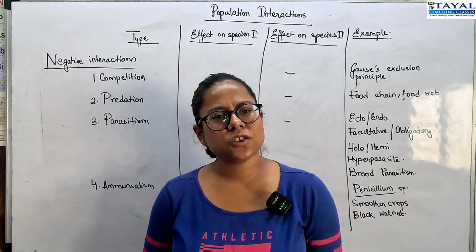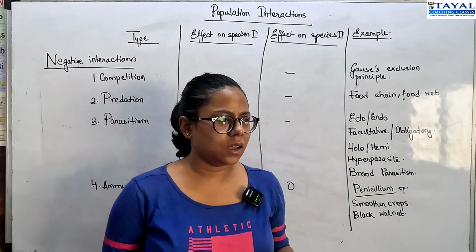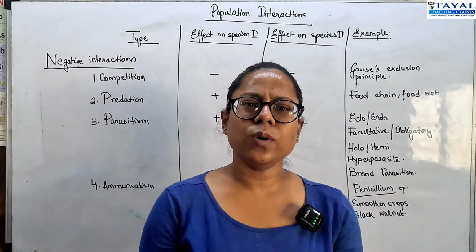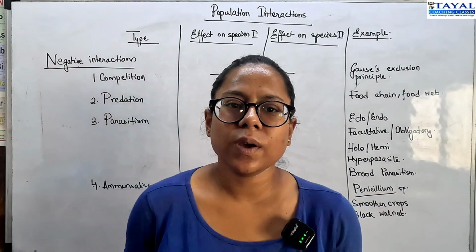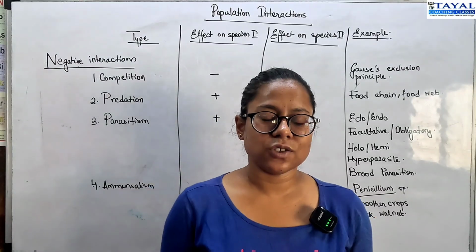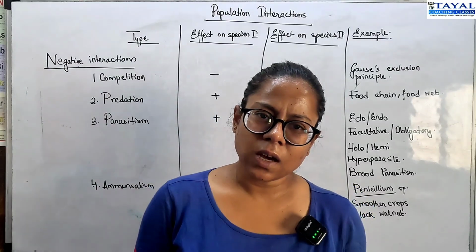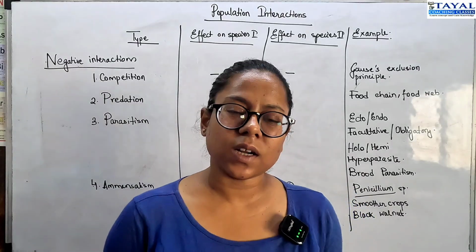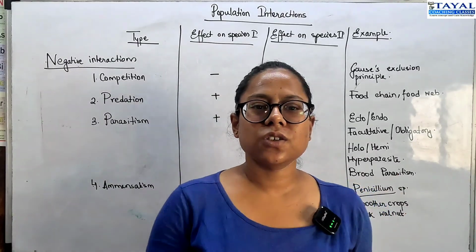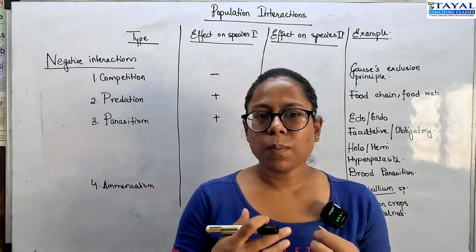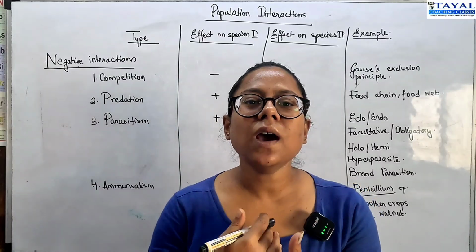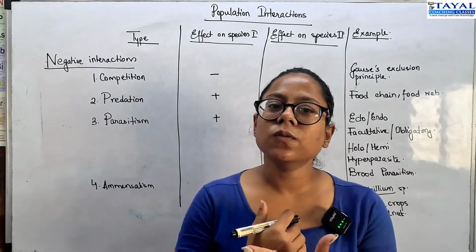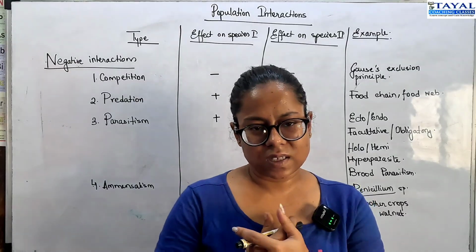Some of those interactions are neutral, that is, these two populations can coexist together without causing any harm or benefit to each other. Those are neutral interactions. Today we will be focusing on something known as negative interaction, a kind of interaction in which one population will benefit but the other will get harmed. So there will be harm happening to any one of these or both of these populations, right?